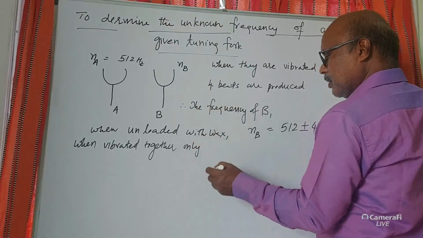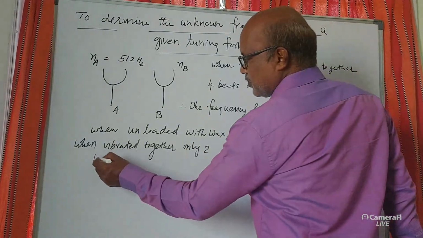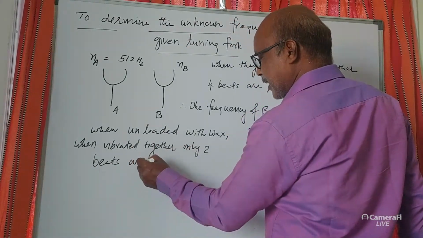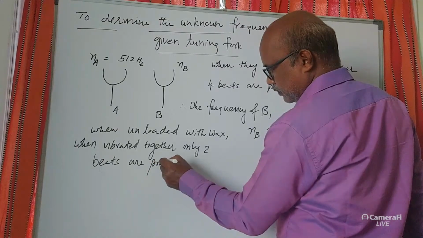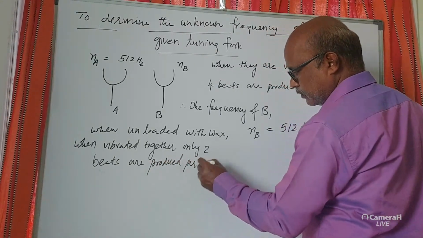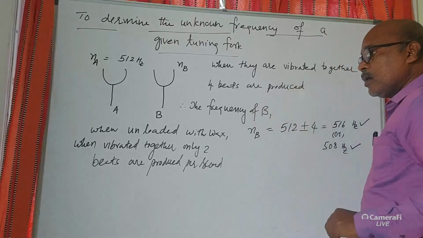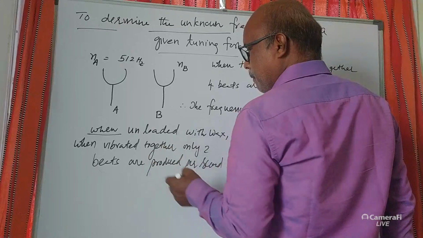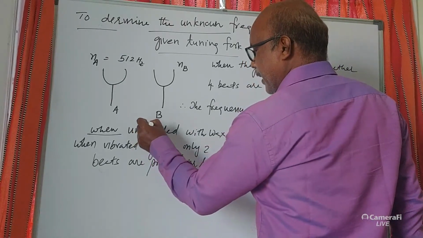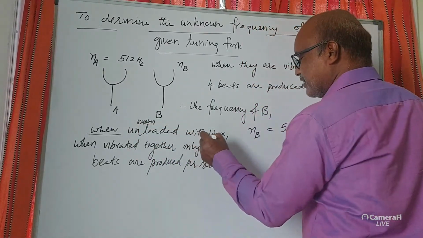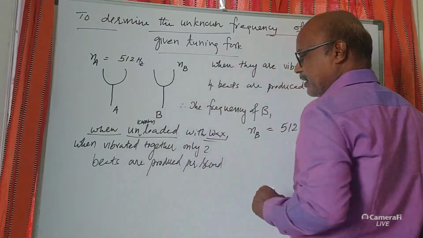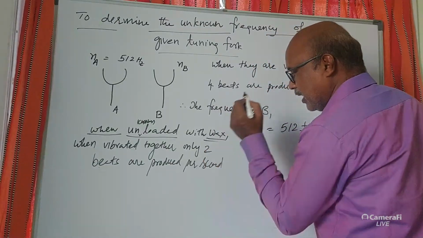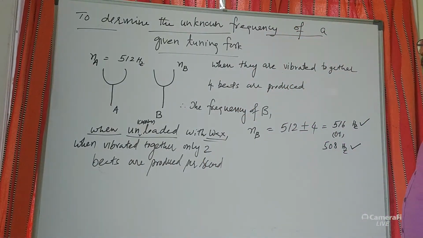only 2 beats are produced. Say I have taken 2 beats are produced per second. So keep this very important point. When unknown is loaded with wax, how many number of beats are produced when they are vibrated together is 2. Say let 2 number of beats are produced.